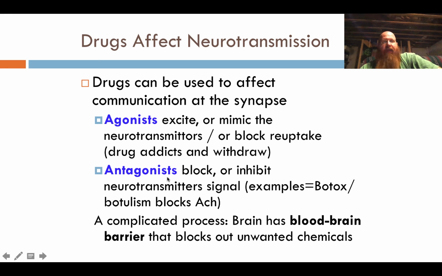And then antagonists will block or stop the signal. An example of that is botulism, or Botox. The brain is a little different. There is a blood-brain barrier that blocks out unwanted chemicals, and we'll get into that a little later.